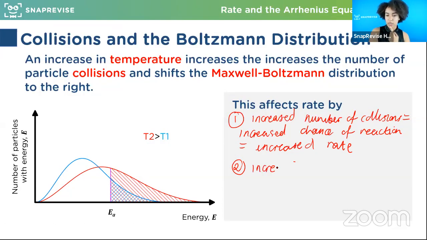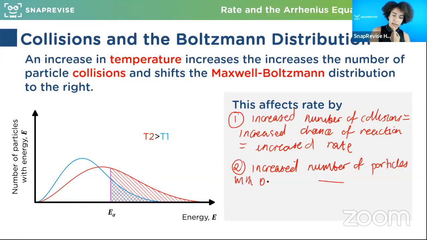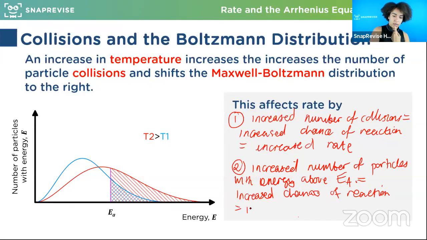So if we have an increased number of particles with energy above, random line, activation enthalpy, and I'm writing EA instead of activation enthalpy, but it means activation enthalpy, then we have an increased chance of reaction, which means we have an increased rate.